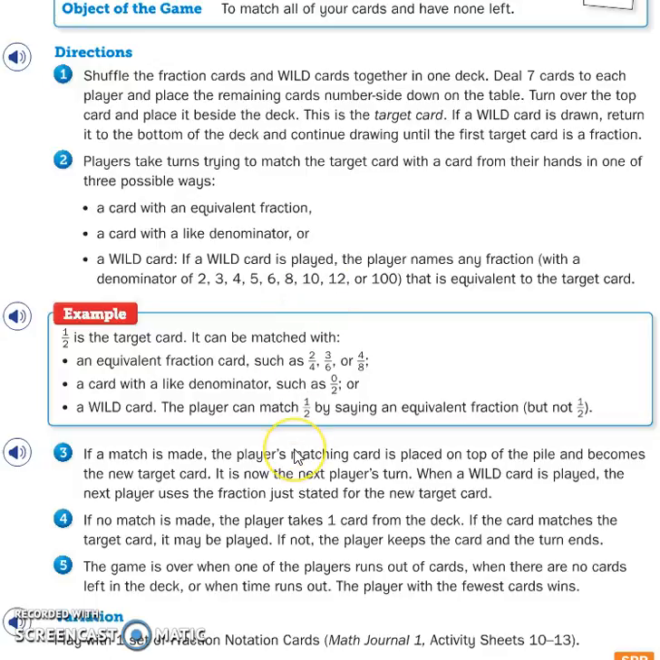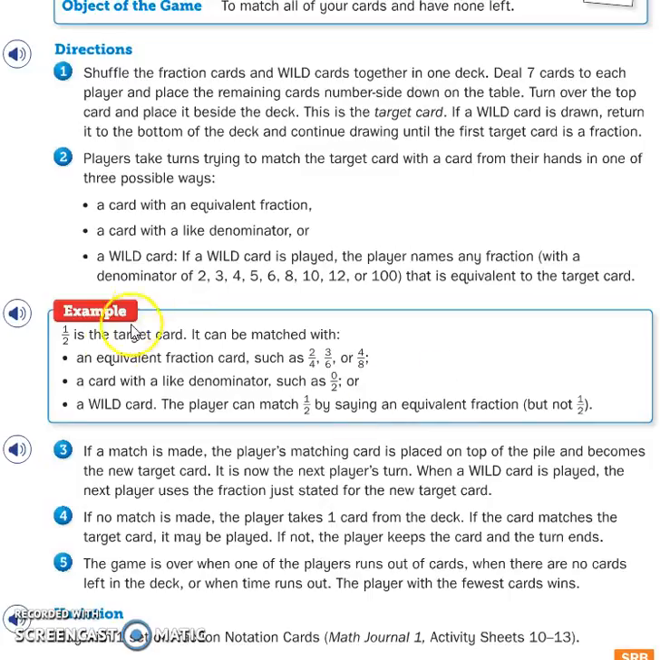Let's look at the example here on page 163, I believe, in your SRB. Let's say our target card is 1/2. It can be matched with any of the following. So I might have an equivalent fraction, 2/4, 3/6, or 4/8. I could lay that card on the pile and then it goes to the next person. Maybe I don't have an equivalent fraction, but I have a common denominator. I might have 0/2. I could lay that down because 2 and 2 are the same denominator.